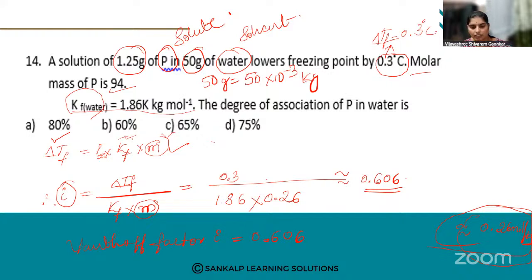Now what do we have to calculate? We have to calculate the degree of association of P in water. Finally, we have to calculate the degree of association of P. P is the unknown solute. So remember this quantity, children. Remember the Van't Hoff factor quantity.